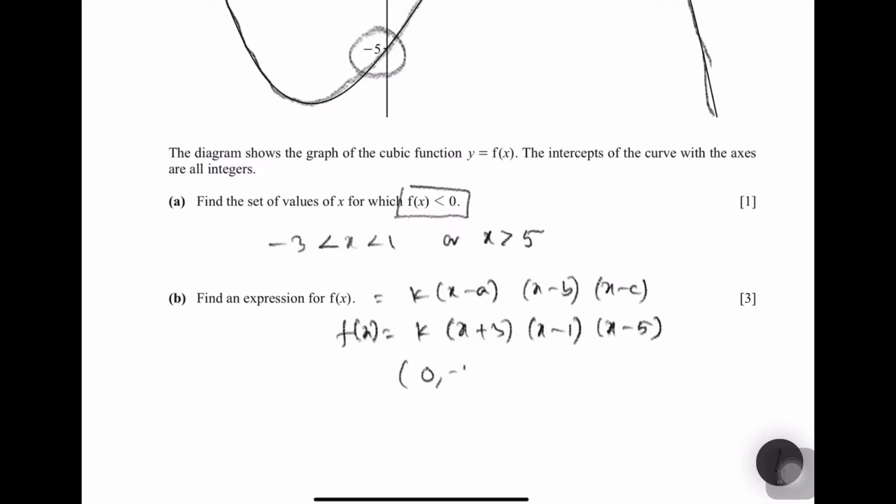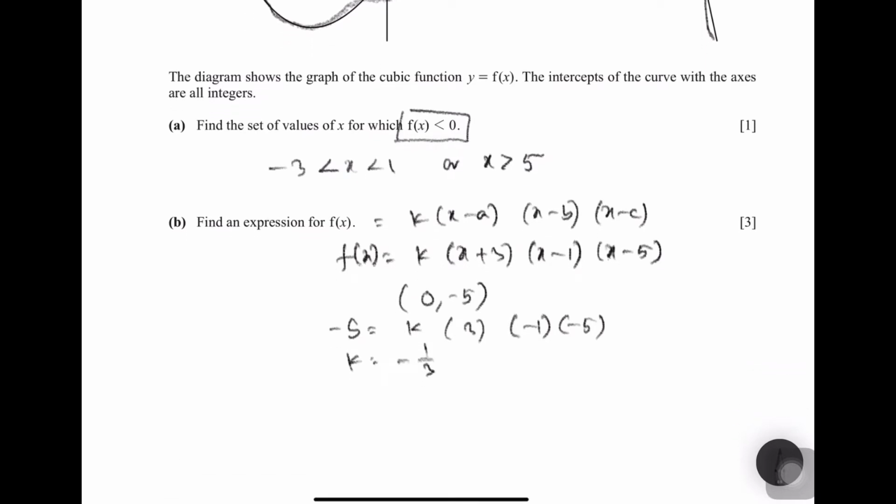(0, -5), it satisfies the equation. So x will be substituted by 0 and f(x) will be substituted by -5. So we can find the solution easily. 0 plus 3 is 3, 0 minus 1 is -1, 0 minus 5 is -5. So -5 = k times 15, and so k equals -1/3. So finally the expression will be f(x) = -1/3 (x + 3)(x - 1)(x - 5).